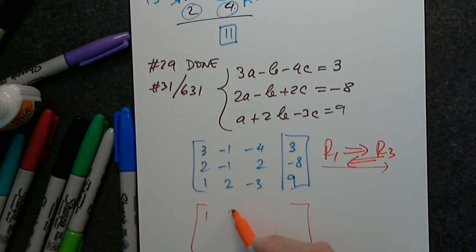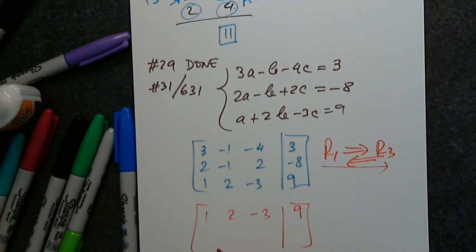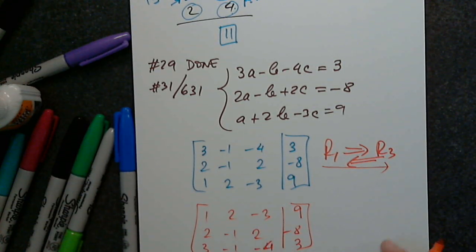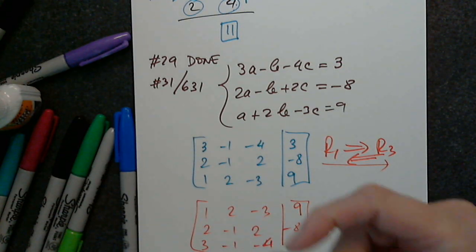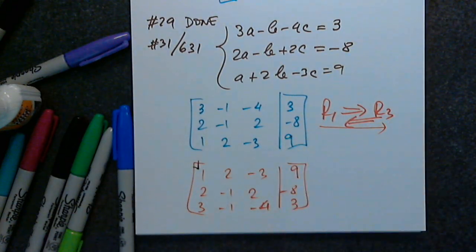So 1, 2, negative 3, 9. 2, negative 1, 2, negative 8, and 3, negative 1, negative 4, 3. That is the best option for now. Yes. What is the next step? So for now, we have the 1. That's achieved.